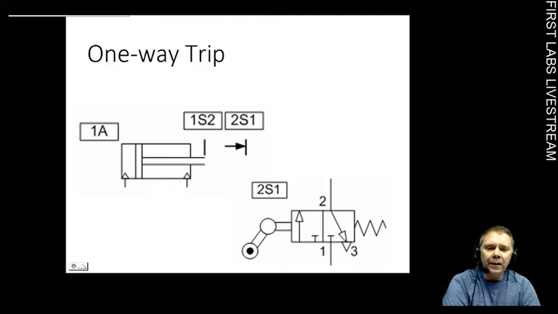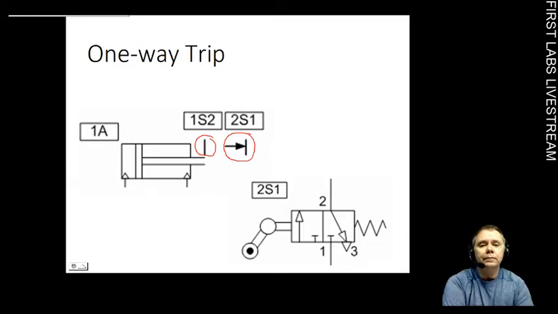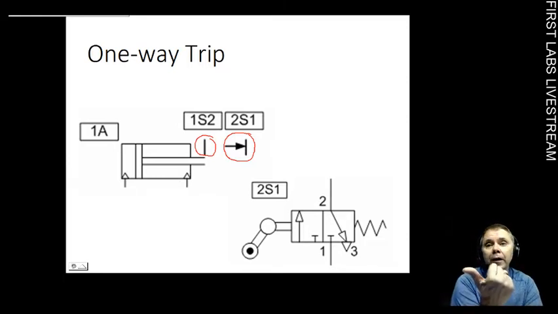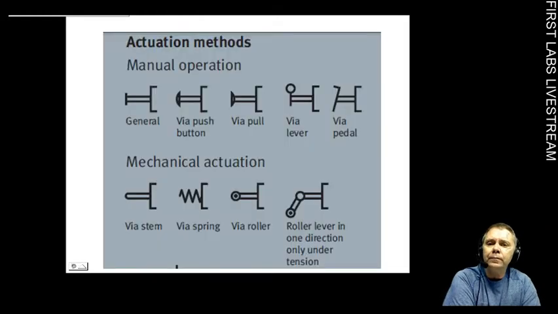Okay, and there's another example right there of an idle return or a one-way trip. You can see the symbol for it right here. This is the symbol for it on your pneumatic schematic diagram. It's a little bar that indicates it only operates in one direction. It doesn't operate in the other. So this little bar represents maybe one limit switch roller lever, and this one represents a second one, right? One is at one end of the piston's travel, the other one's at the other end of the piston travel. And there's a couple more pictures of some roller levers with idle returns.